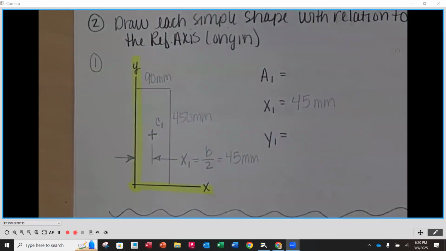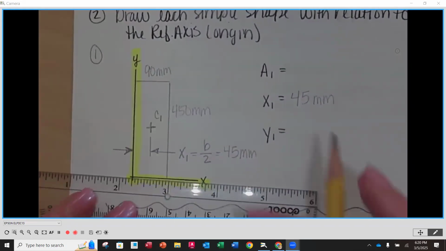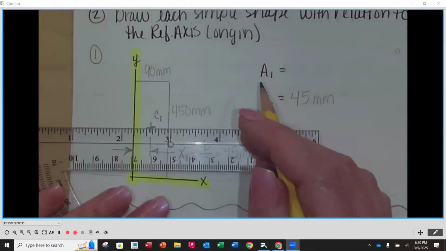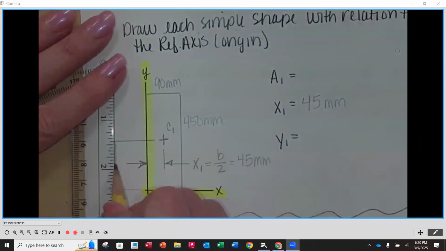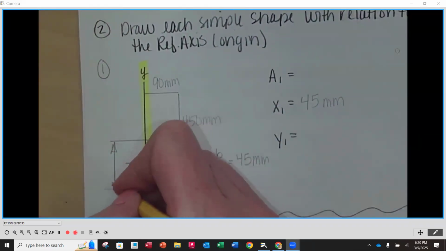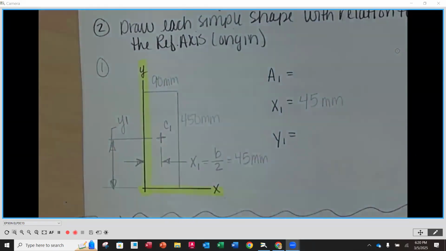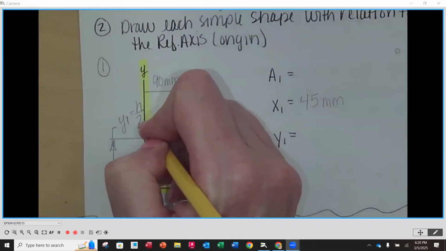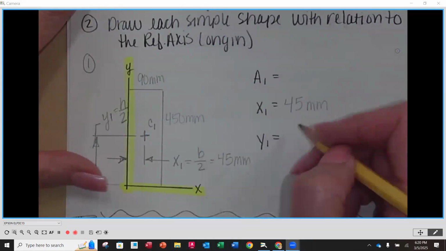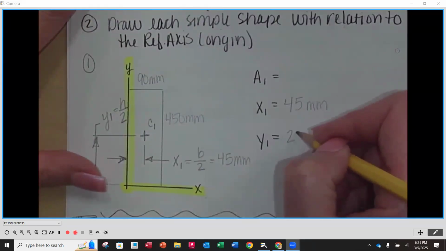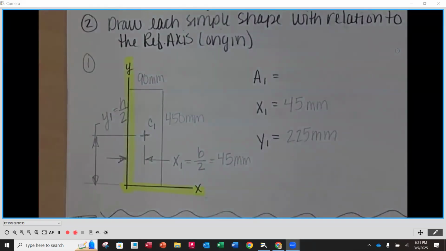Now the y1 is going to be the distance from our x reference axis up to the centroid number 1. So this dimension right here is going to be our y1, which is going to be equal to the height divided by 2. So the height is 450 millimeters. So 225 millimeters is going to be the distance y1.